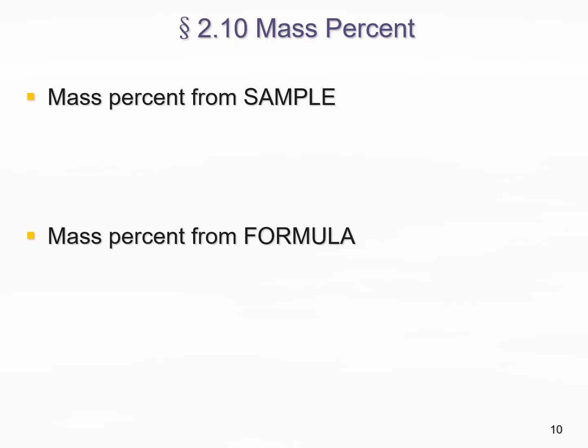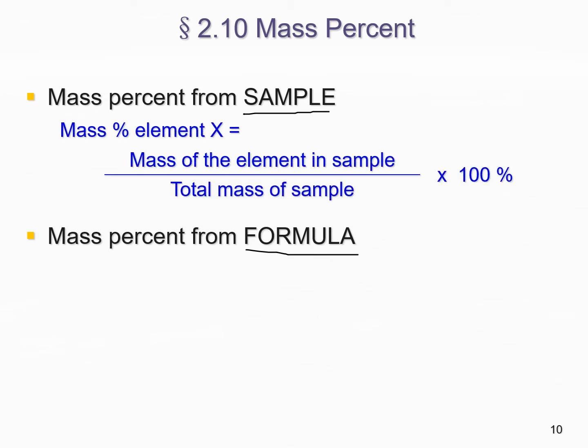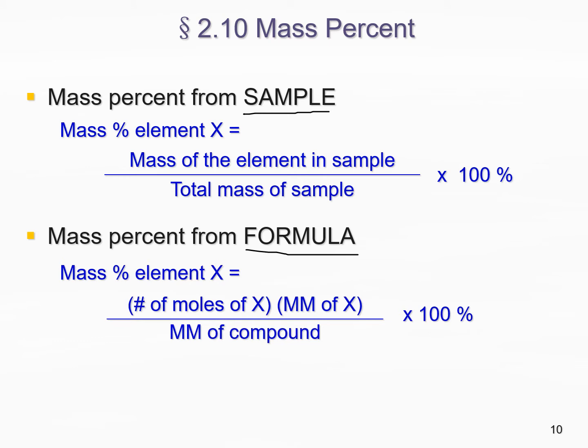We can have mass percent from a sample, and we can have mass percent from a formula. From a sample, it equals the mass of element in the sample we measure divided by the total mass of sample we collect times 100%. The mass percent could have a different formula if we know what the formula of the sample is. So the mass percent of the element equals the moles of this element X multiplied by its molar mass divided by the molar mass of the entire compound times 100%.